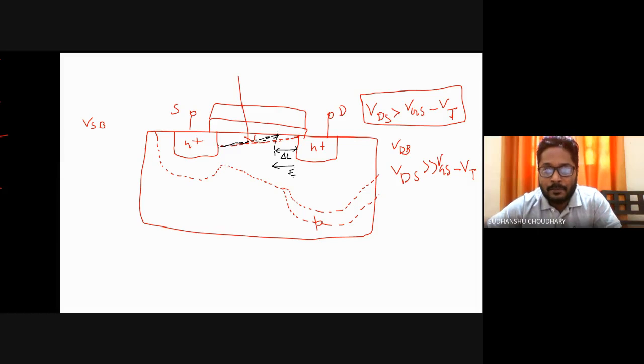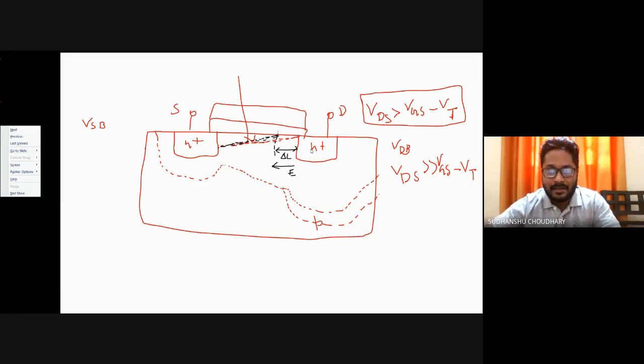Because of this high electric field, the electrons fly away from the channel to the drain. But the current becomes constant. That is the saturation condition. The current of the MOSFET becomes almost constant, it saturates. And in this region, the MOSFET can be used as a constant current source.